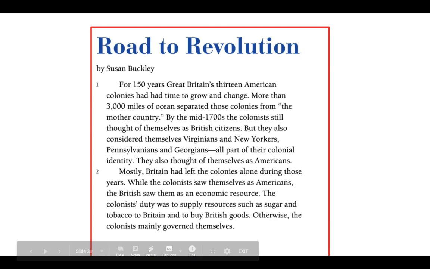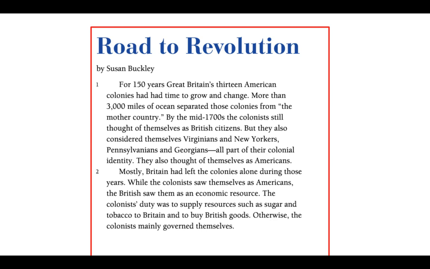Okay, what I'd like you to do here is as I read the Road to Revolution, with your pencil you are going to underline what you think are the key details. Then we'll go over them together and think about a main idea. So Road to Revolution by Susan Buckley.